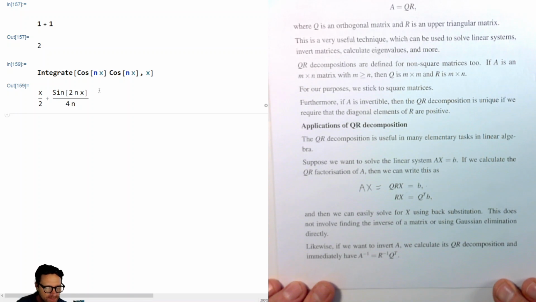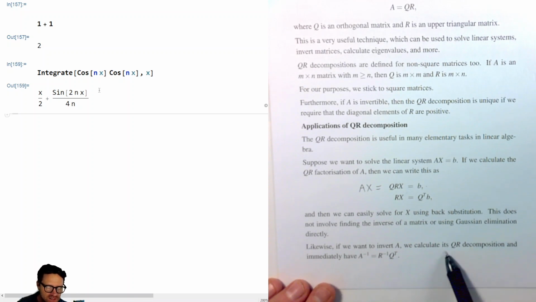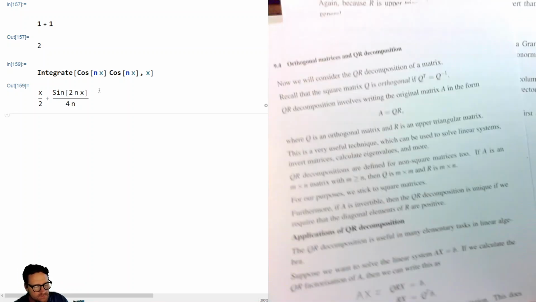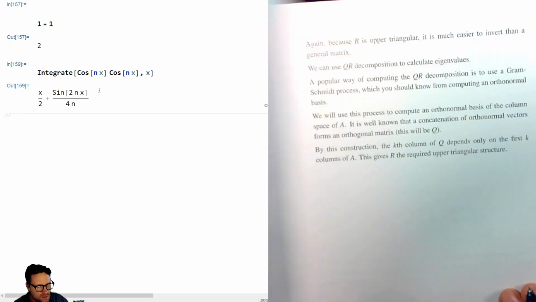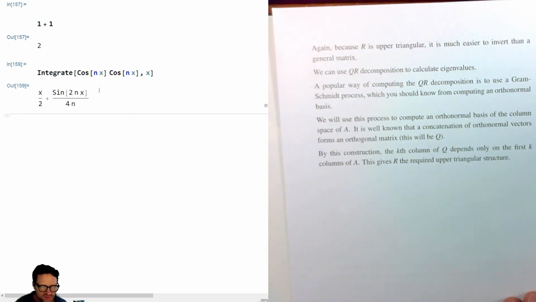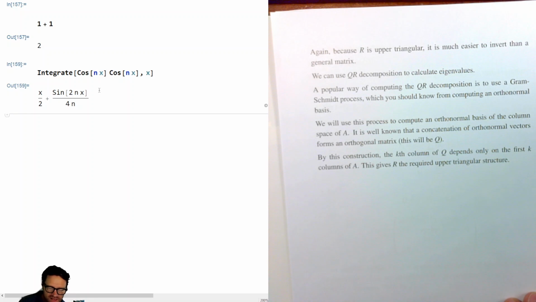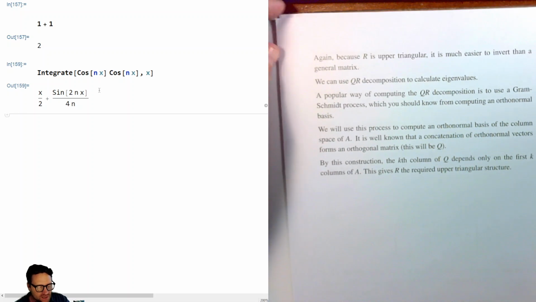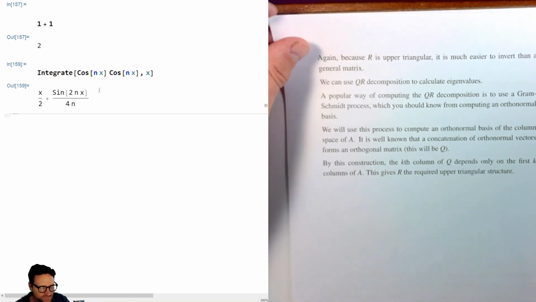Likewise, if we want to invert A, we calculate its QR decomposition, and immediately we have A inverse is R inverse Q transpose, which is quite nice. Again, because R is upper triangular, it's much easier to invert than a general matrix. We can use QR decomposition to calculate eigenvalues.